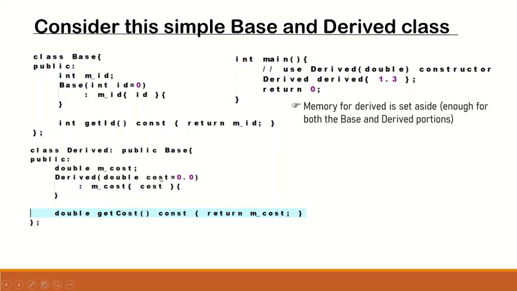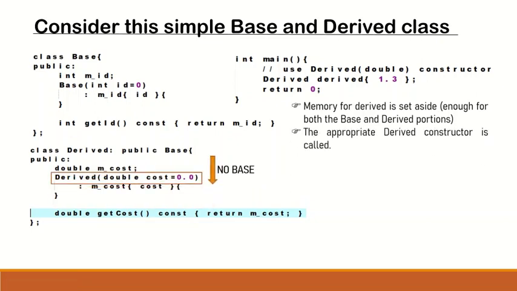Before calling the derived class constructor, the compiler will give you enough memory to keep the base data member and derived data member together. So how much memory is going to be allocated? For the integer, it allocates 4 bytes, and for the double, it allocates 8 bytes. So in total, 12 bytes of memory will be available for the derived class object.